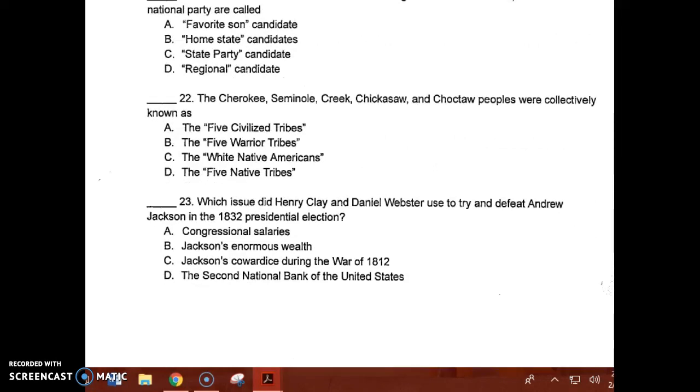Number 23. Which issue did Henry Clay and Daniel Webster use to try to defeat Andrew Jackson in the 1832 presidential election? Was it A, congressional salaries? B, Jackson's enormous wealth? C, Jackson's cowardice during the War of 1812? Or D, the Second National Bank of the United States?